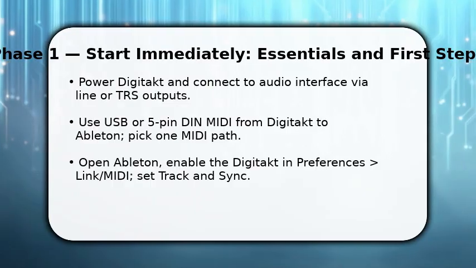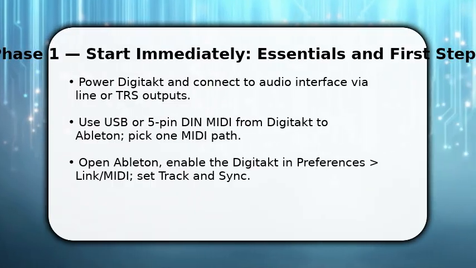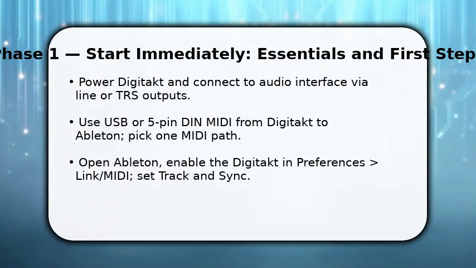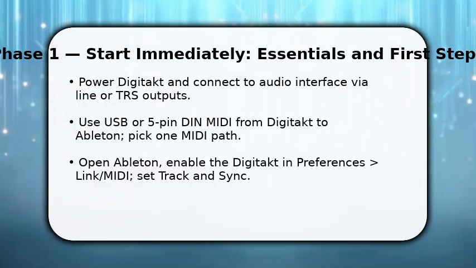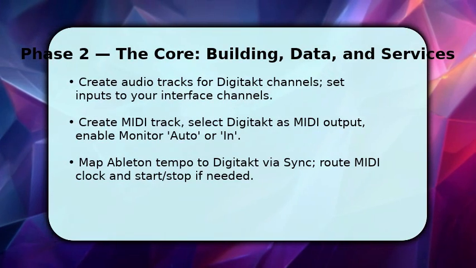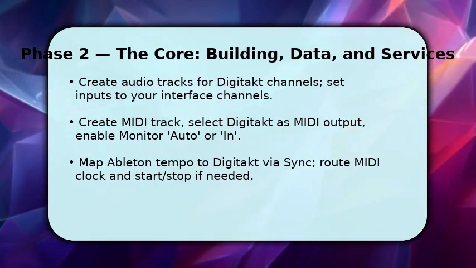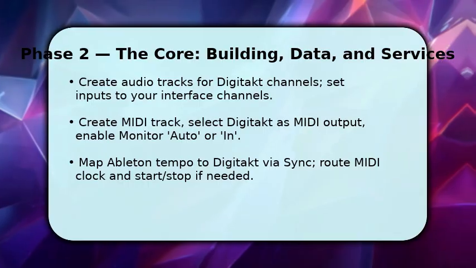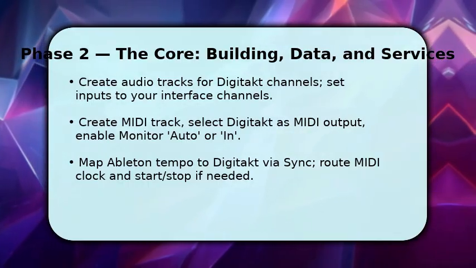Once chosen, open Ableton Live and go to Preferences, Link/MIDI. Enable the Digitakt as a control surface and turn on track and sync so MIDI notes and tempo travel both ways. Once done, create dedicated audio tracks in Ableton and assign each to the interface inputs receiving the Digitakt. This preserves individual channels for mixing.